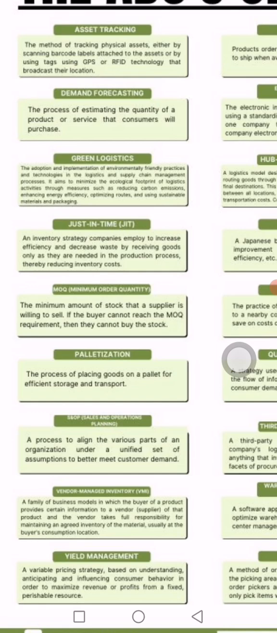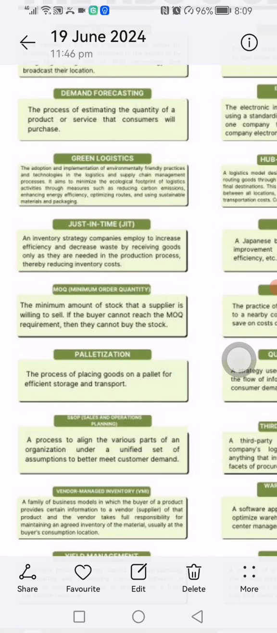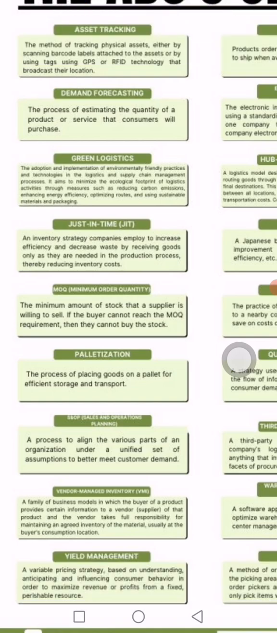Asset tracking means the method of tracking physical assets, like you are tracking your products by using a barcode. A barcode, you know, is a label that is attached onto the product for identification purposes, for quick storage and retrieval, for easy identification, and for easily tracking where your product currently is.